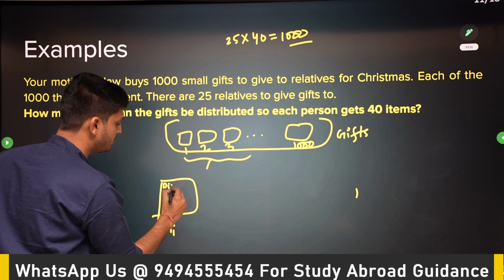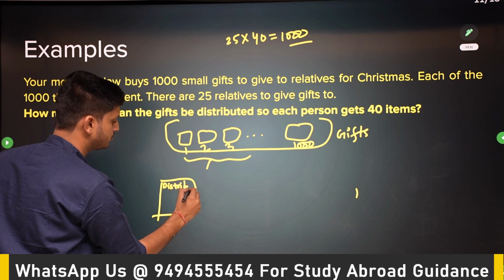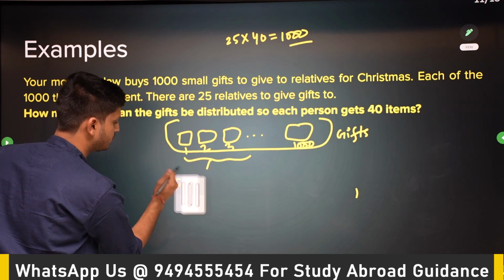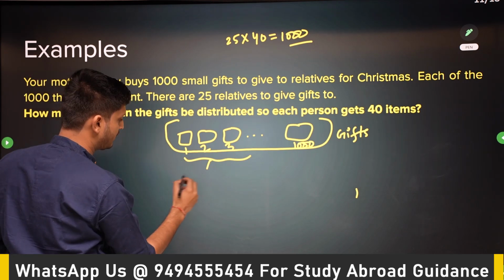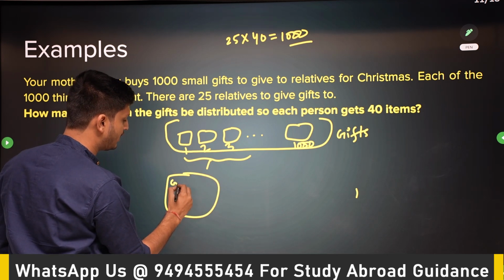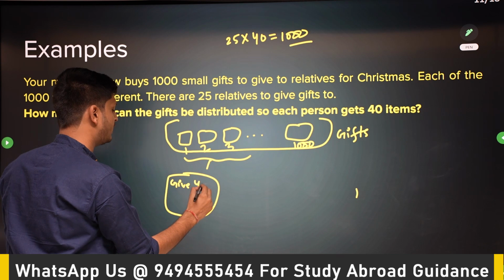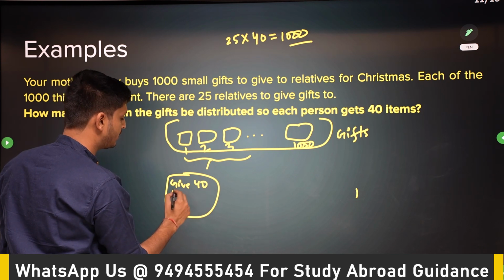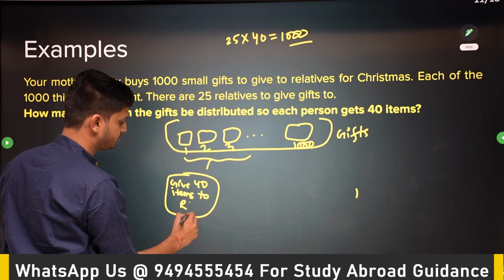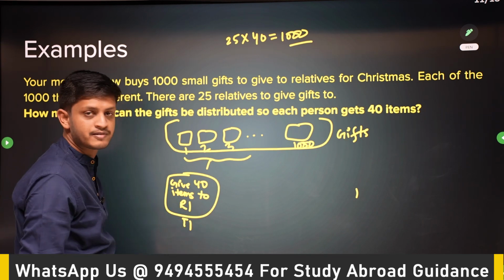It is distribute. Not distribute. So I should write it this way. So this is the first task: give any 40 items to the first relative. This is my first task.